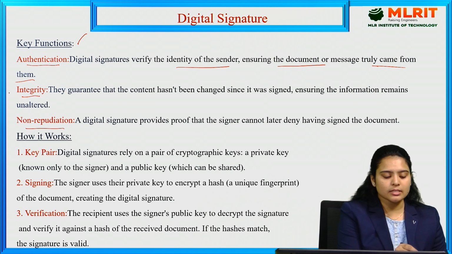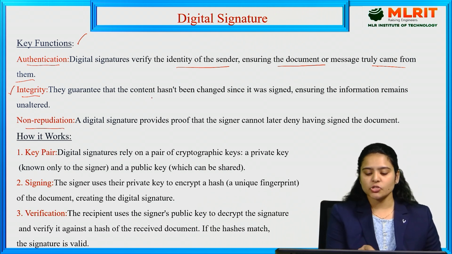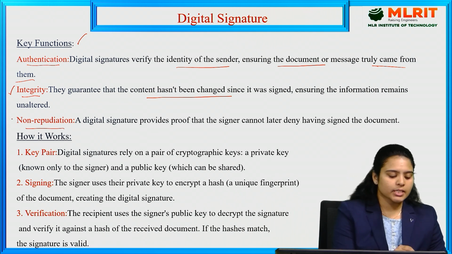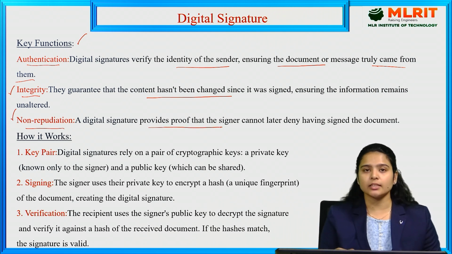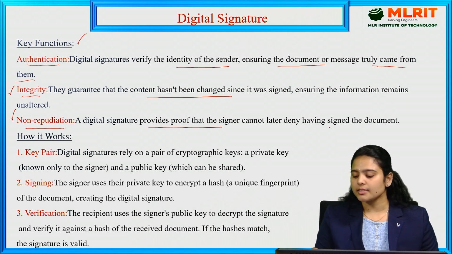The next one is integrity. Integrity means the content cannot be changed. Once it is signed, the information should remain unchanged. That is called integrity. The next one is the non-repudiation process. Basically, non-repudiation provides proof that the signer cannot later deny having signed the document.